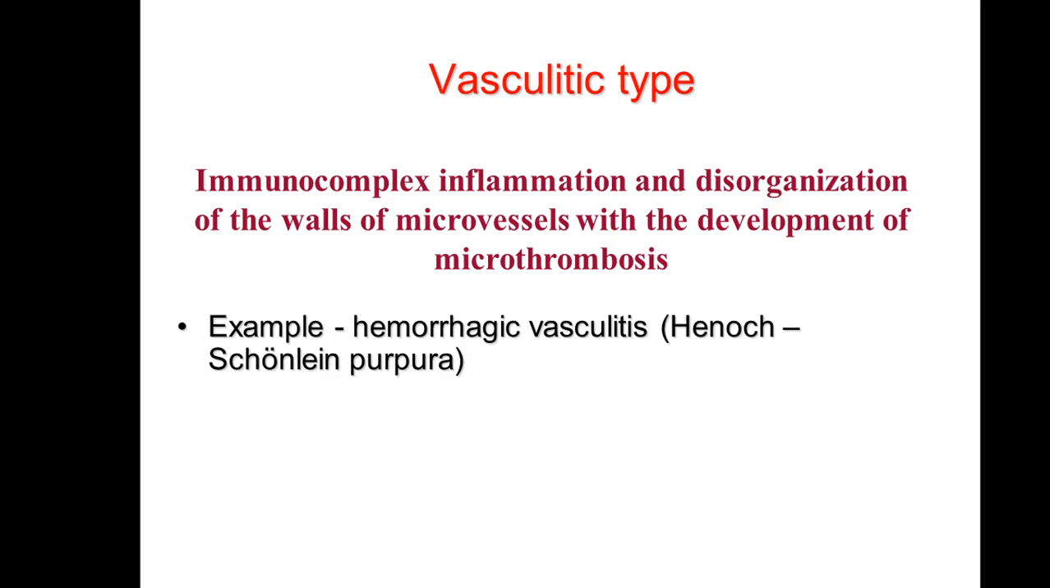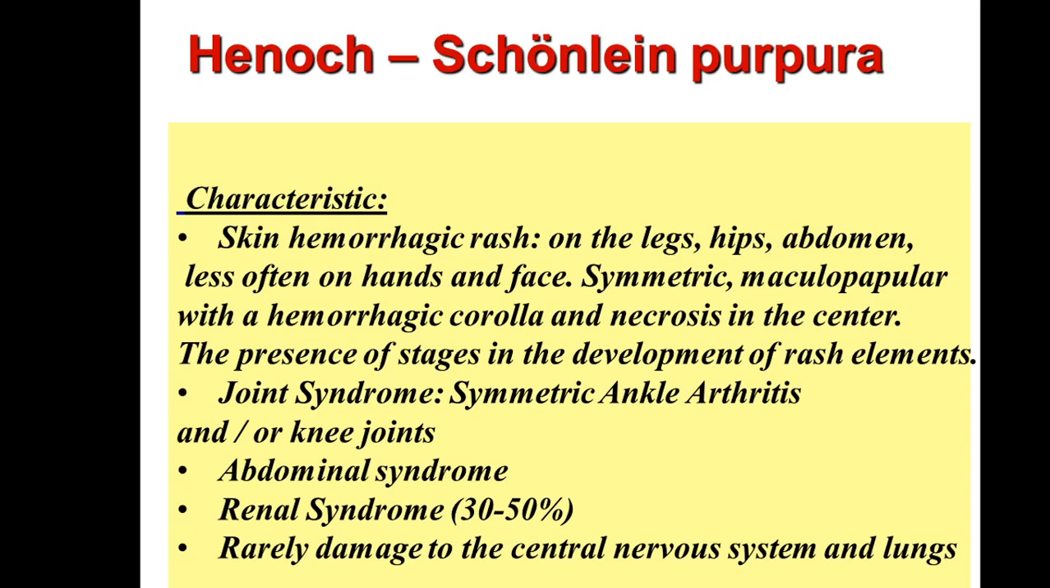Next is vasculitic type. This is immune complex inflammation and disorganization of the walls of microvessels with the development of microthrombosis. Examples, of course, are hemorrhagic vasculitis or Henoch-Schönlein purpura. Henoch-Schönlein purpura is characterized by skin hemorrhagic rash on the legs, hips, abdomen, less often on hands and face.